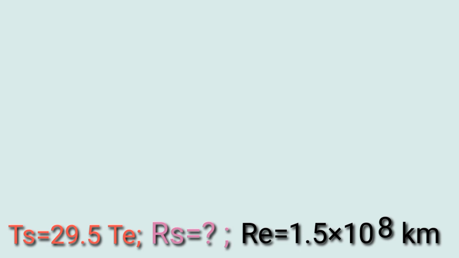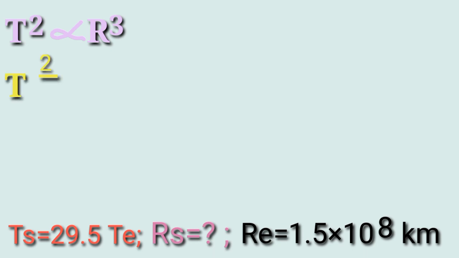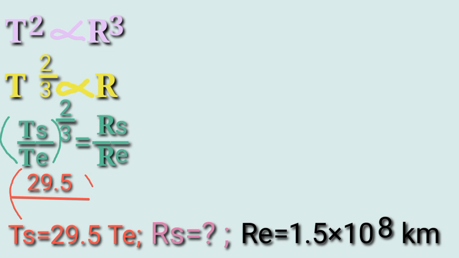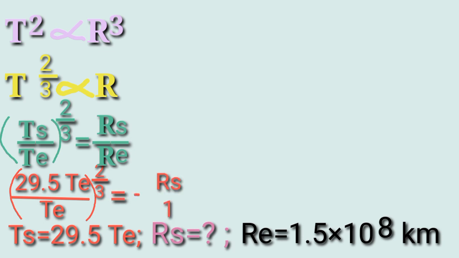According to Kepler's third law, T squared varies as R cubed. That is, T raised to 2/3 varies as R. Now we write the equation: (Ts/Te) raised to 2/3 is equal to Rs/Re. Putting in the given values, we get (29.5 Te / Te) raised to 2/3 is equal to Rs / (1.5 × 10^8).